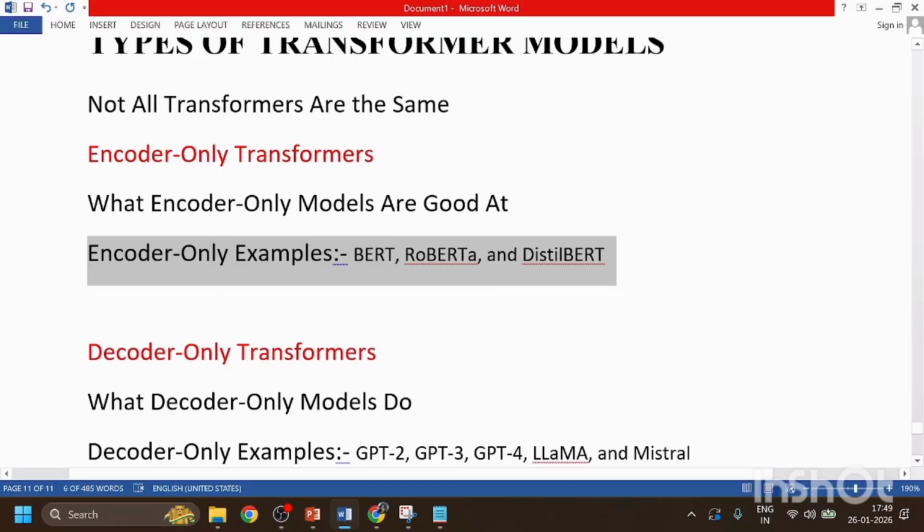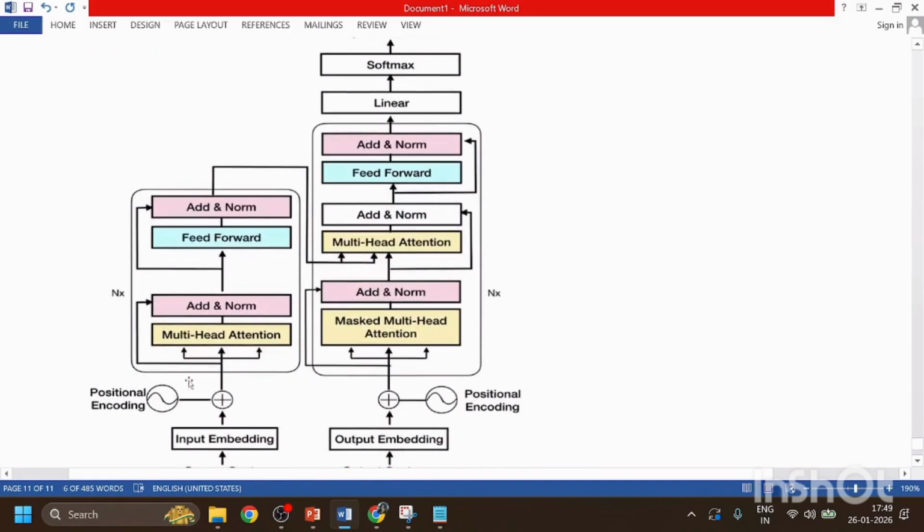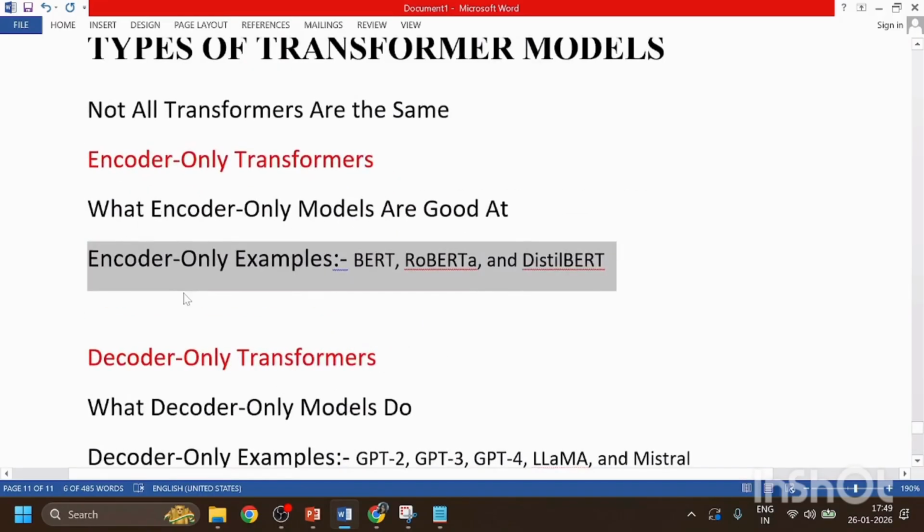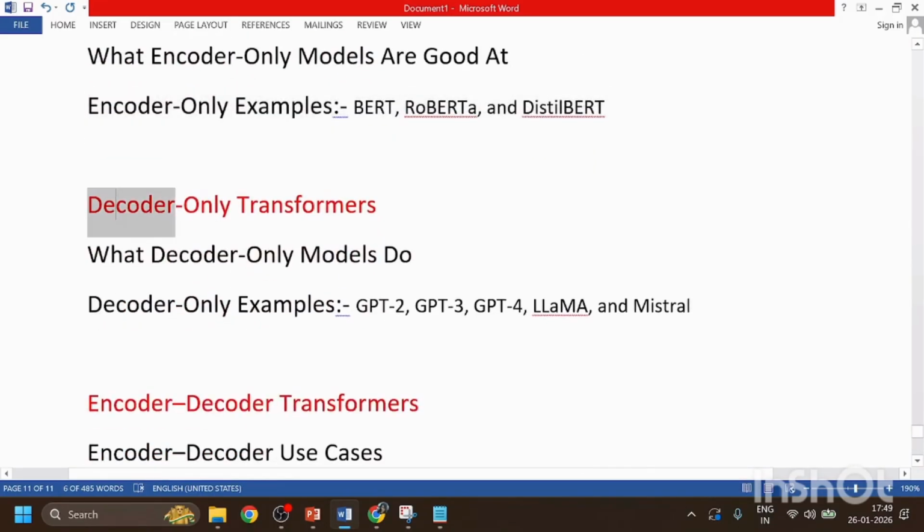Okay, so these models read very well, but they don't write long text. They use this part of the transformer, the encoder only. After this, we are going to move here, decoder only transformer.